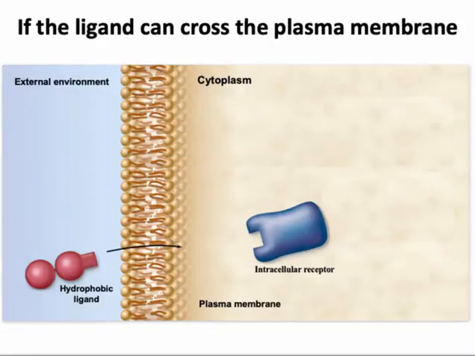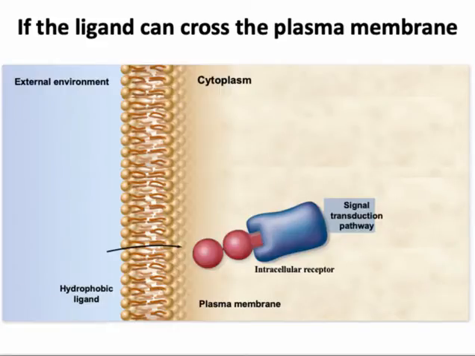So let's take a look at the case where ligands can cross the plasma membrane and enter the cell. Like we said, in this case the receptor is located inside of the cell, so they're called intracellular receptors. When the ligand enters the cell, it binds to the receptor, and that initiates a signal transduction pathway. Since the receptor is already inside the cell, most likely it's going to go into the nucleus, and the common pathway for these hydrophobic ligands and receptors is that they go into the nucleus, bind to the DNA, and act as transcription factors, starting the expression of certain genes.